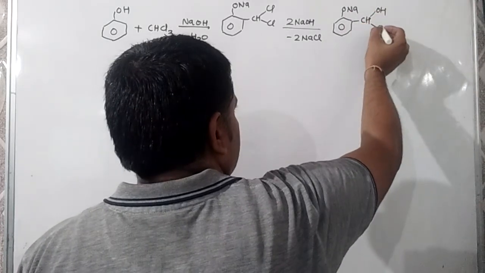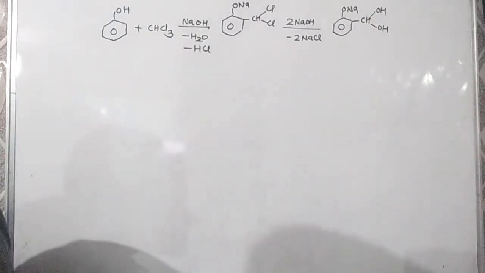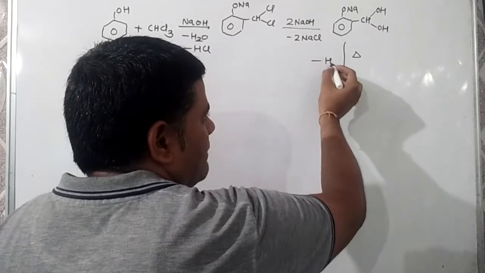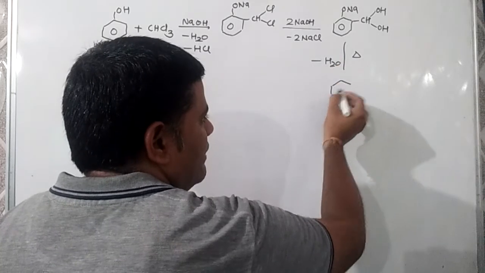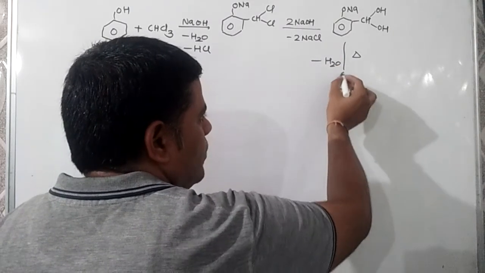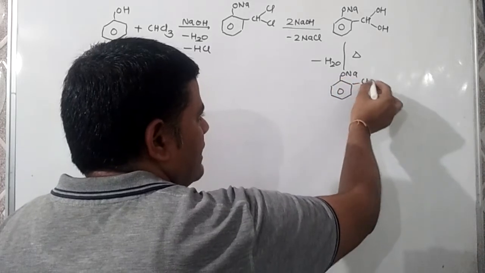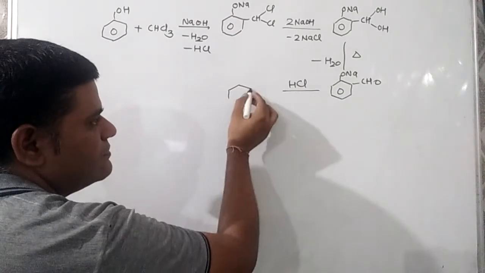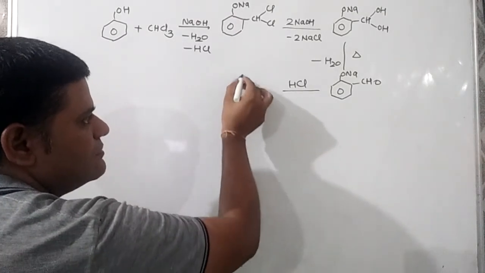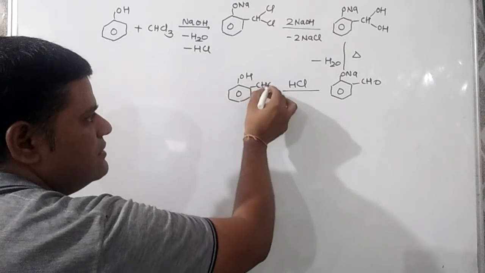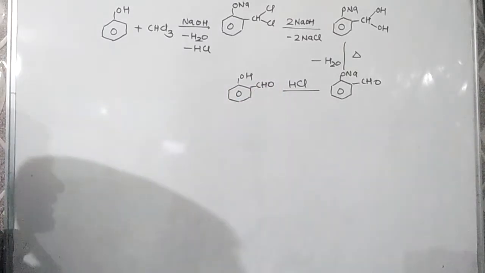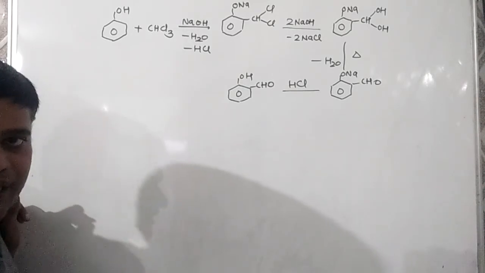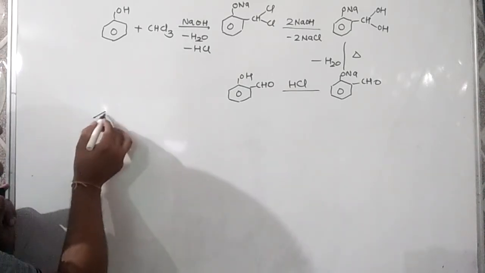But I have mentioned 2 OH groups can never remain closer to each other. That's why removal of water will take place and we will get this compound ONa and CHO, and that can react with HCl to give you salicylaldehyde. Phenol can be changed into salicylaldehyde by reaction with chloroform in presence of NaOH, and that reaction is known as Reimer-Tiemann reaction, and intermediate for this is carbene.